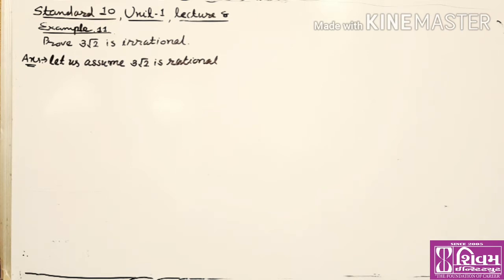Here, 3 is an integer and root 2 is an irrational number. And 3 root 2 is the product of 3 and root 2 and it is also irrational. So here we will conclude also that the product of a rational and an irrational number is always irrational. So to prove this, first of all, we will assume that 3 root 2 is rational.